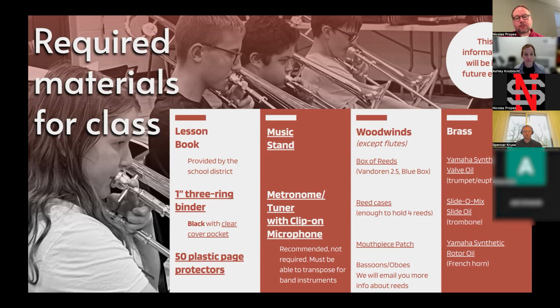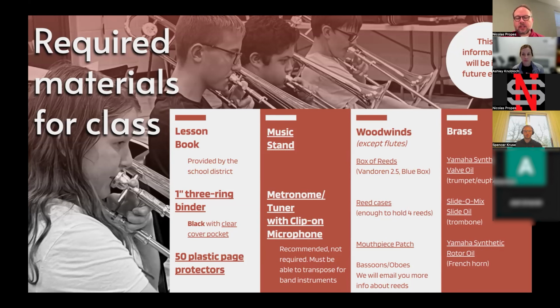Woodwind students, except for flutes, will need a box of reeds for their instrument. We would like students to have the Van Doren 2.5. It's in a blue box. Make sure that you're getting the correct reed for your instrument, because the boxes all kind of look the same, except that they have a picture of a clarinet on it or a tenor sax on it. But just make sure you're getting the right box of reeds for your student.